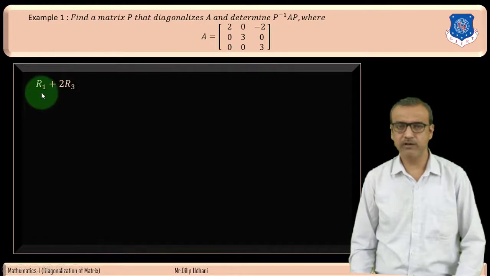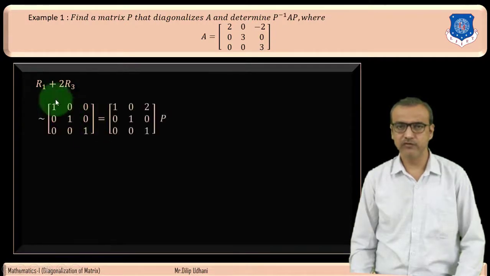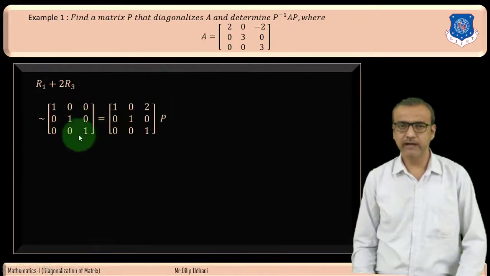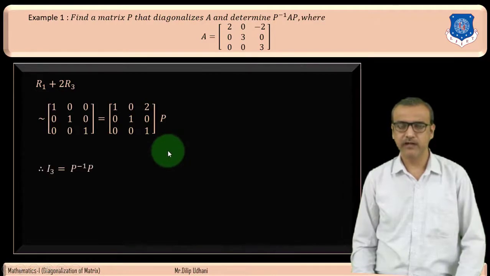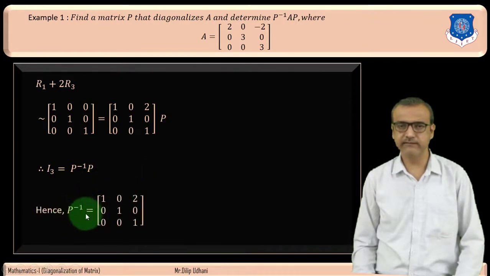For that purpose, we will apply the operation R1 plus 2R3. By doing so, row number 1 will be modified, and row number 2 and row number 3 will be as they are. Row number 1 will be 1 0 0 for the left side and 1 0 0 for P side, row 2 and row 3 as they are. Now on the left-hand side we have an identity matrix, so this matrix will become P inverse. So we have P inverse equals 1 0 2, 0 1 0, 0 0 1.